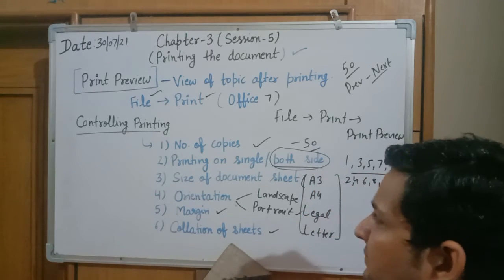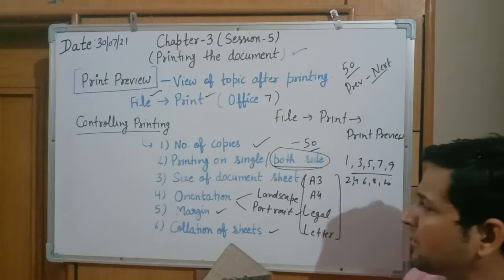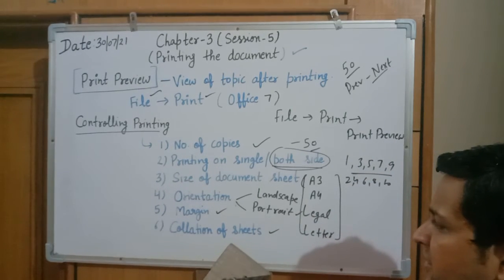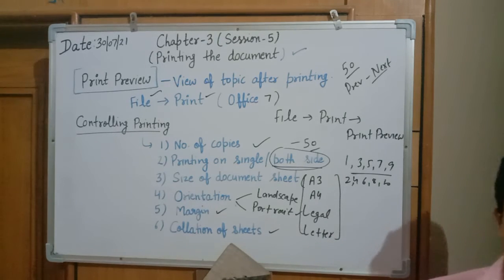And for controlling printing, we have covered number of copies, printing on single or double sided, size of the document sheet, orientation, margin and collation of sheets. So the next topic we will start afterward.